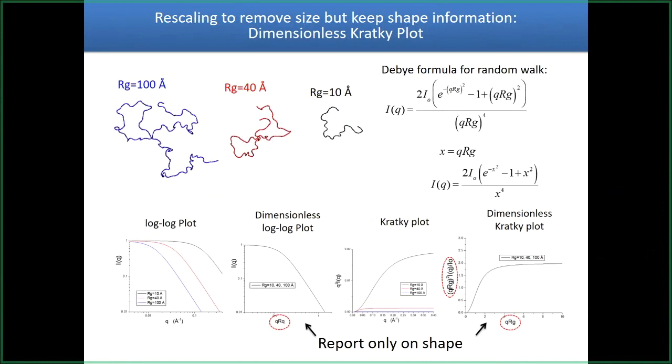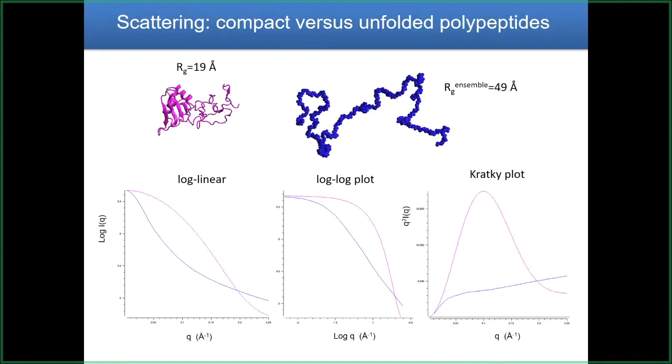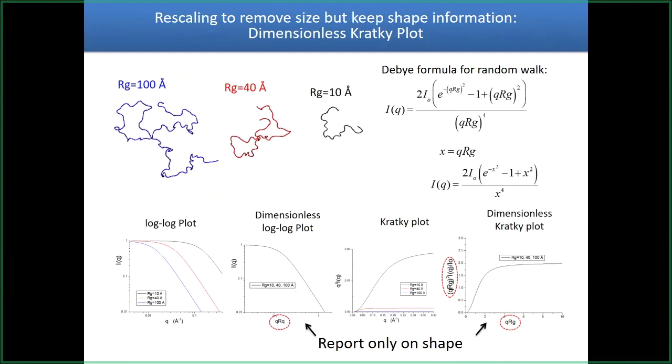Kratky plots, as I showed on the previous slide, are useful for highlighting differences in shape. So here was a random walk, here's a folded up protein. They're clearly different, and so Kratky plots are very powerful. But dimensionless Kratky plots, which is something I often plot my data in, I find very good because they accentuate the shape information while scaling out the overall size. So now you can see they're superimposable, just like here. But the difference between this plot and this plot is that here we've accentuated the high Q. And I'll show you why that's important.